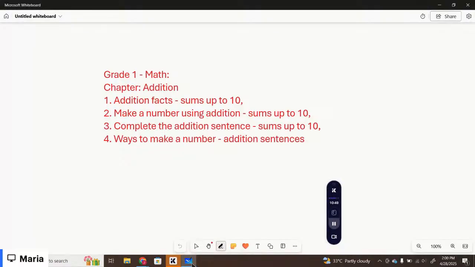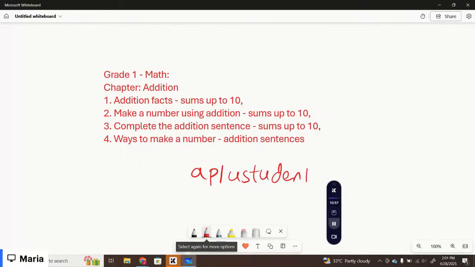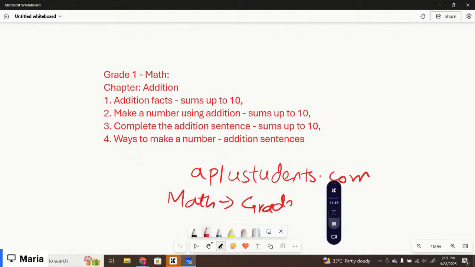You can find all the lessons on the A Plus Tutor platform. You have to log in there using your email address provided by the administrator. Then select math from the subject tab, scroll down to grade 1 math, and click on view all lessons. There you can find the list of chapters. We're going to start with addition.